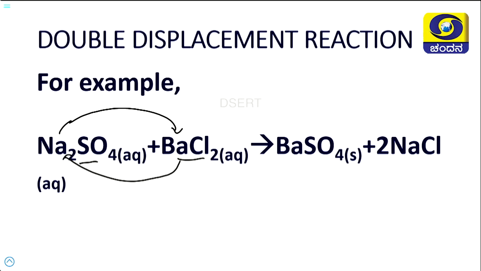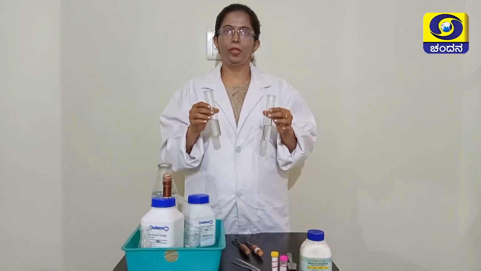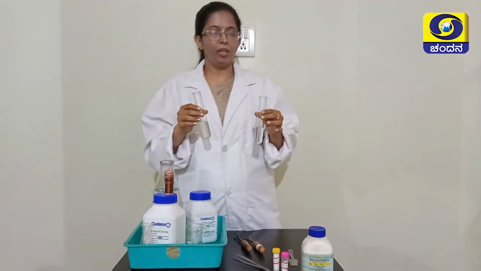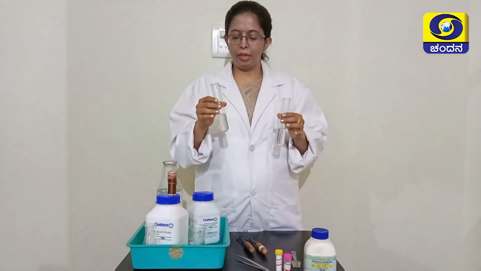So, here it is completely, we can see the ions get exchanged, and here you can see barium sulphate and sodium chloride is formed. Such type of reactions are known as double displacement reactions. Now let us perform the experiment of double displacement reaction. Double displacement reaction is a reaction in which the ions get exchanged in the reactants.